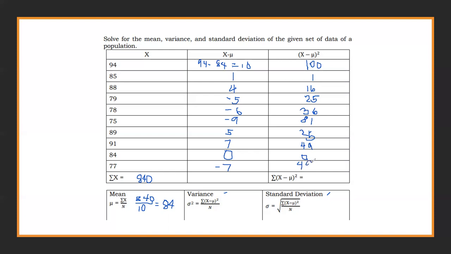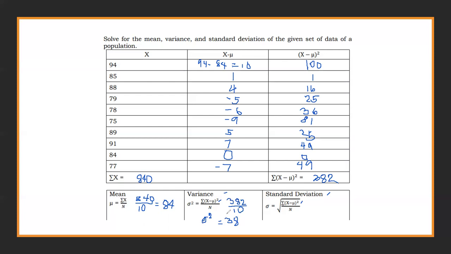Then we have to add that. So that is 100 plus 1 plus 16 plus 25 plus 36 plus 81 plus 25 plus 49 plus 49 equals 382. Upon reaching here, pwede na natin siyang gamitin. Kung mapapansin nyo, ito yung sum. So, 382 divided by ilan yan? Which is our 10. So, our variance or sigma squared is 38.2.